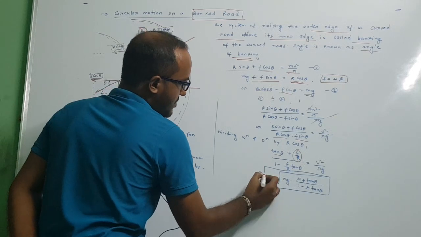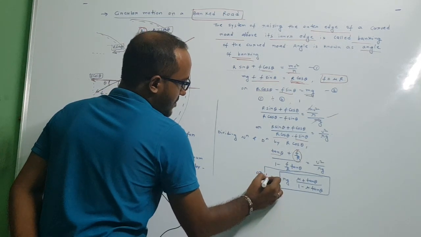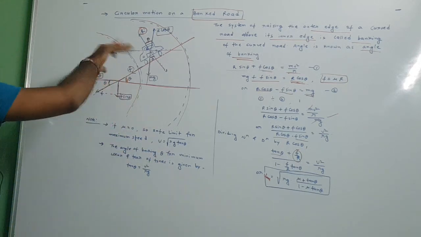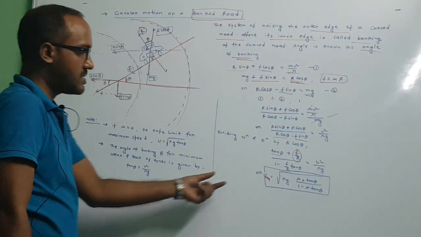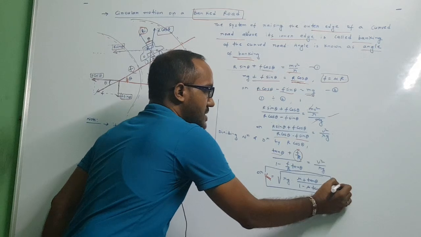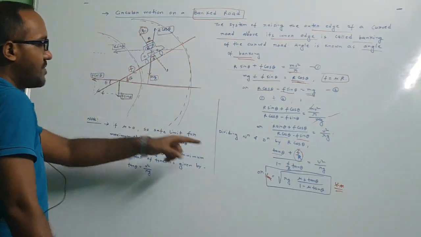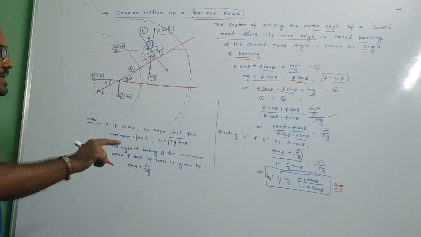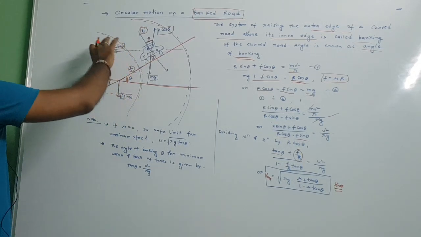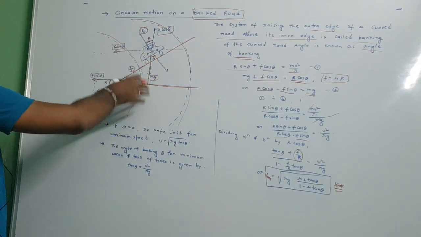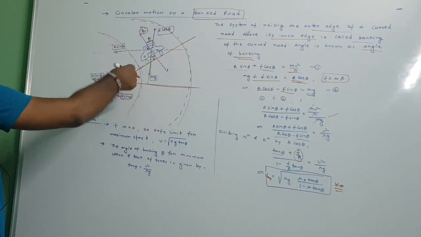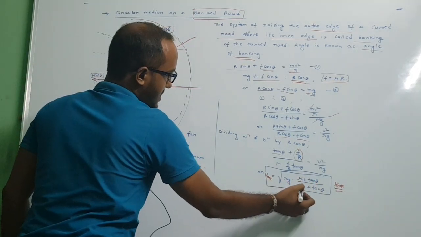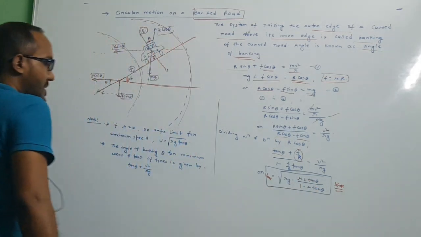Now this is known as the maximum velocity by which the car can move on a circular banked road. Remember this as a formula also. This is the maximum velocity of this car to move without slipping on a curved banked road: v equals root under rg multiplied by mu plus tan theta divided by 1 minus mu tan theta.